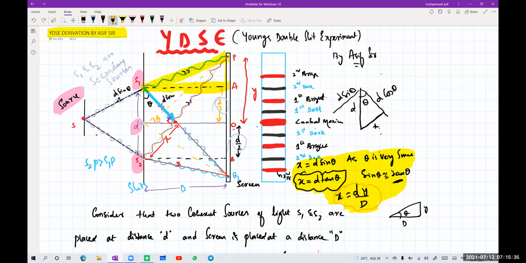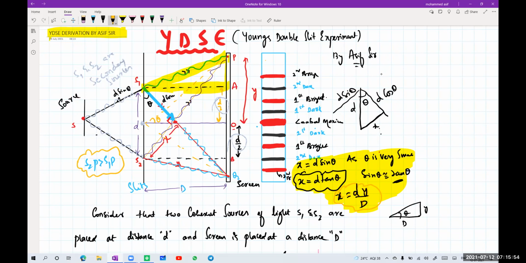Is that clear for everyone? This is the basic setup of your YDSE experiment. So for the waves going from S1 to P and S2 to P, which is greater, beta? S2P is greater than S1P.